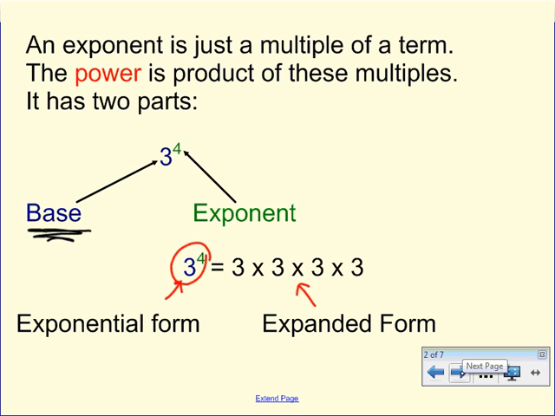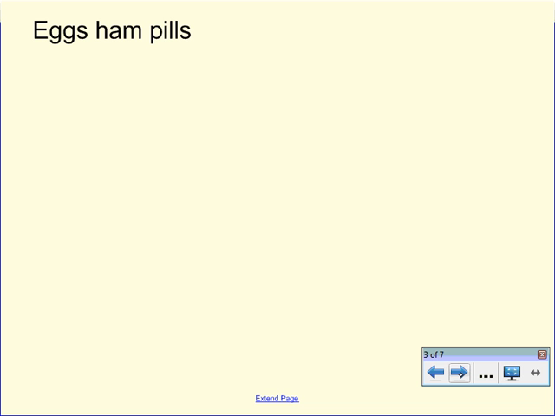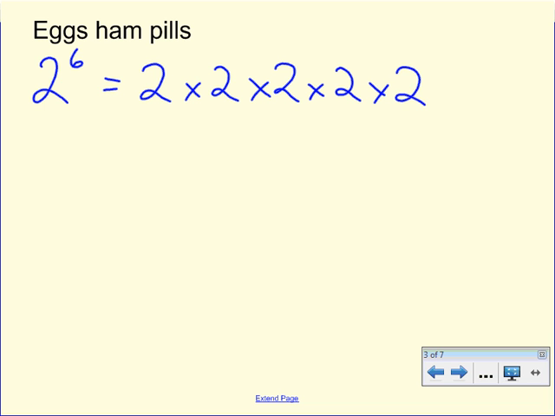So going on to my next page, I have an example. Let's say I have 2 to the 6th. If I expand it out, it's 2 times 2 times 2 times 2 times 2 times 2. That's 6 times. So I plug it into my trusty calculator, and I get 64.